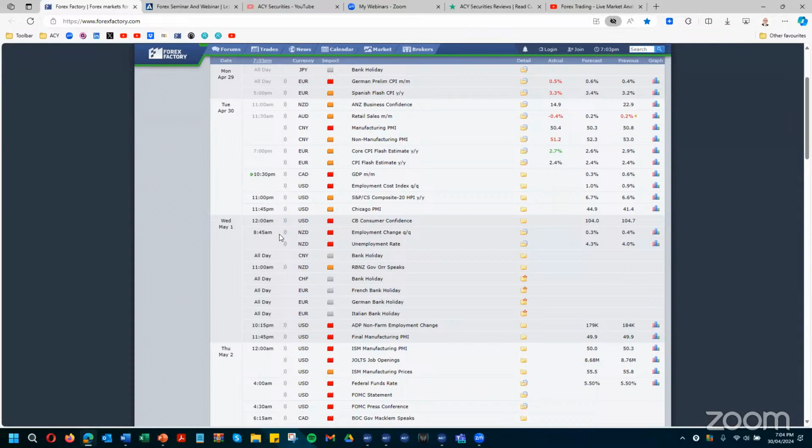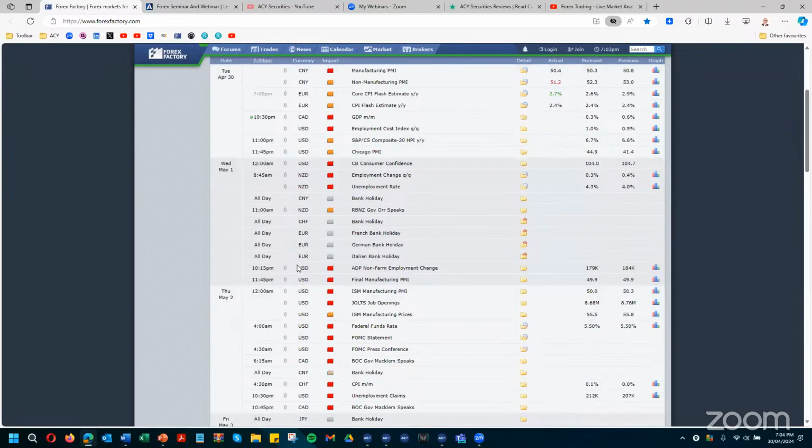Moving into morning tomorrow, 1st of May, New Zealand employment change, QQ unemployment rate. So employment figures at 8:45. Holiday tomorrow in China, Switzerland, Europe, notably France, Germany, Italy. And then at 10:15 p.m. for the US, we have ADP non-farm employment change, 11:45 p.m. US final manufacturing PMI, and midnight US ISM manufacturing PMI, job openings.